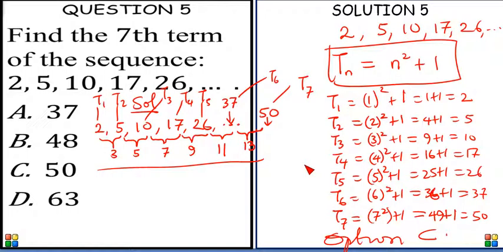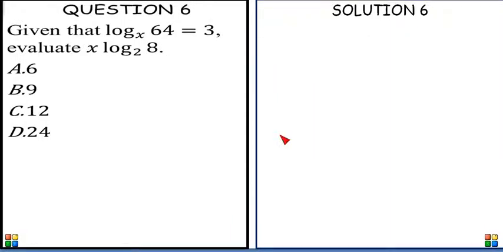Let's now see question 6. Question 6. Given that log 64 base x is equal to 3, evaluate x log 8 base 2. This is also a simple question. Let's see the solution.